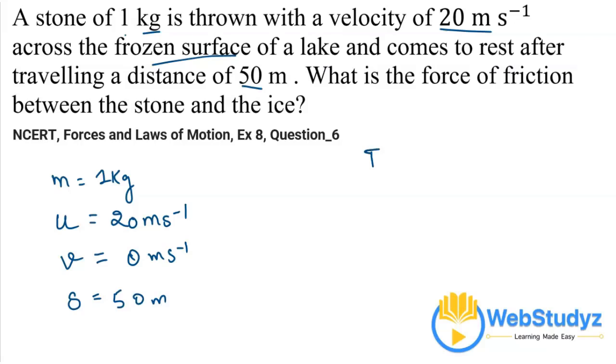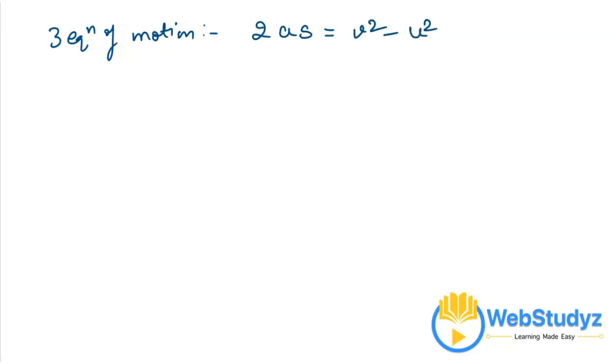We know to find the force, the formula is mass into acceleration. As here we are not given the acceleration, we have to find it using the equations of motion. Of the three equations of motion, we would apply the equation that states twice the acceleration into distance covered is equal to the square of terminal velocity minus the square of initial velocity.